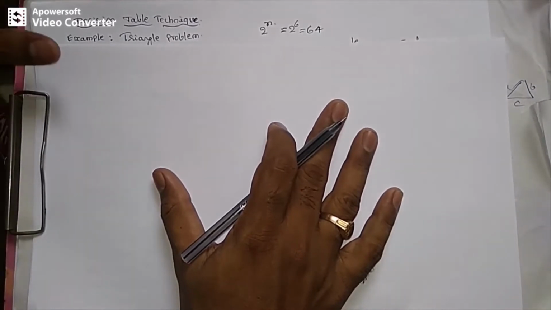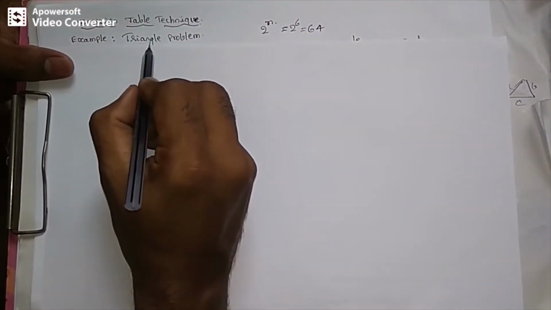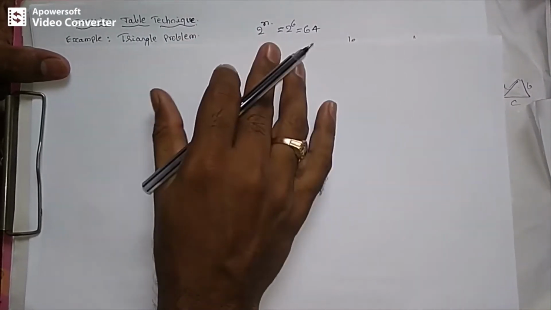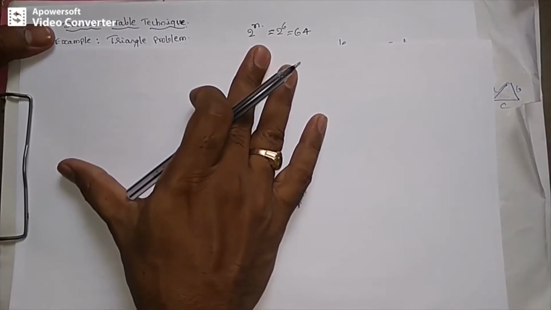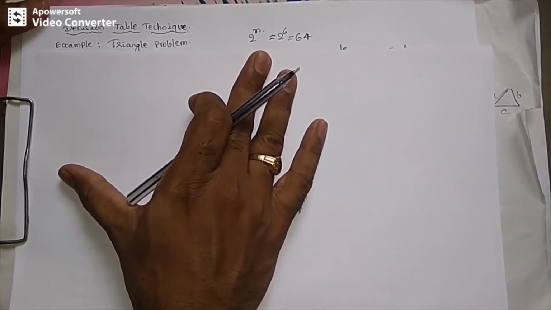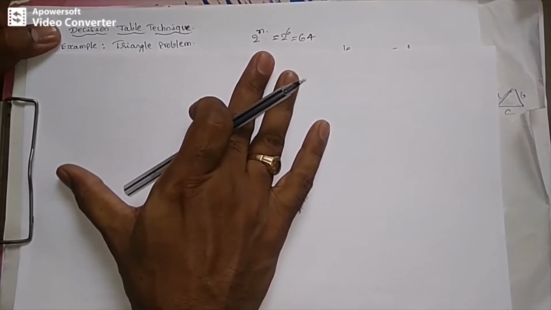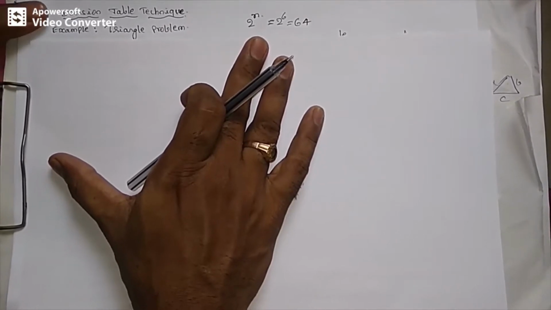Now we will see an example for the decision table technique. The example is the triangle problem. As all of us know, it includes the 3 sides of a triangle, A, B, and C, where the lower and upper limits are 1 to 10. So how do we enter the values into the decision table technique?